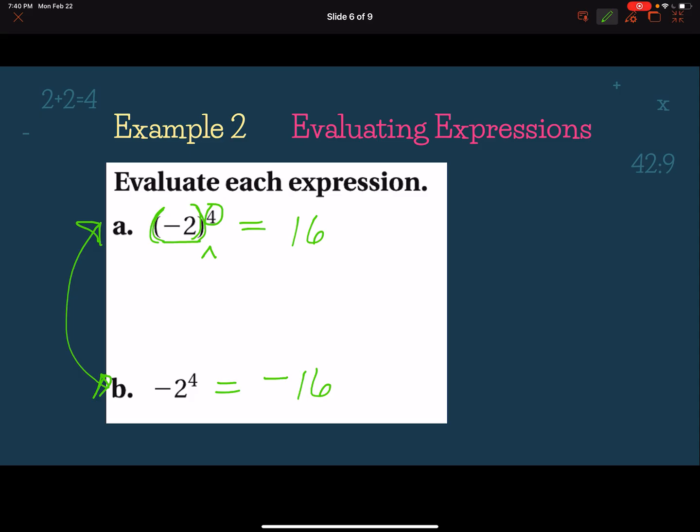In part A, we're wanting -2 raised to the power of 4. So that negative sign is going with each factor that we're multiplying. In part B, we are wanting the opposite of 2 to the 4th power. Well, if I know that 2 to the 4th power is 16 and I want the opposite of that, it's going to be -16. So that can make a difference in some of your problems that you're doing in this lesson.